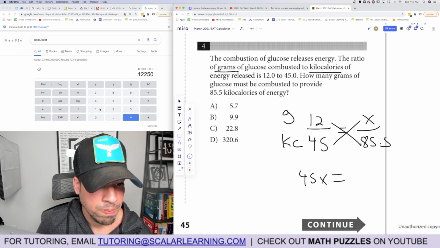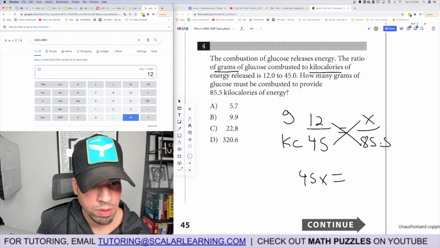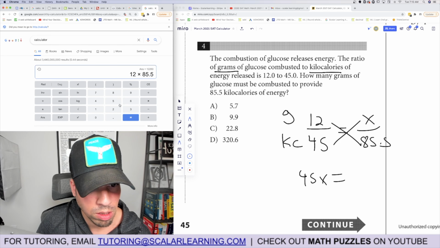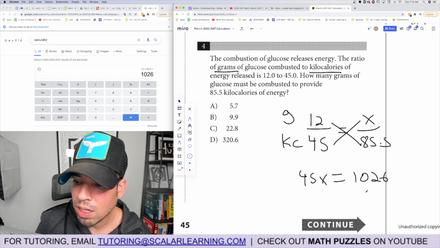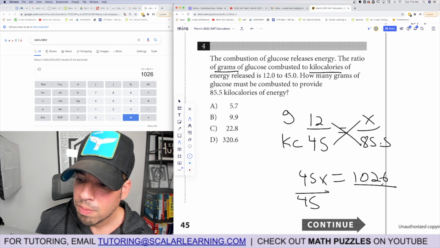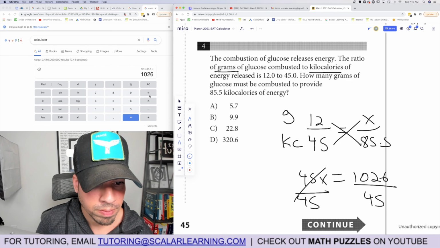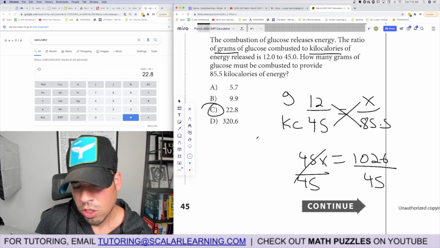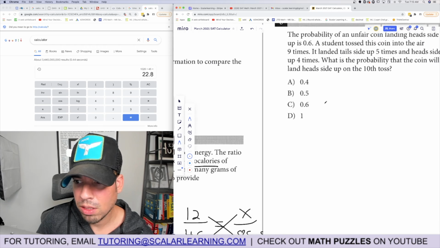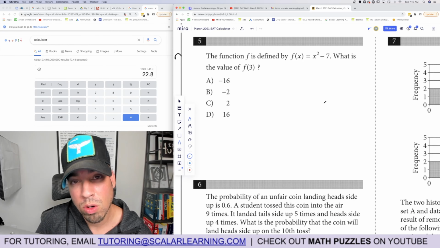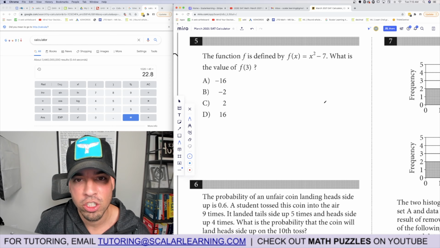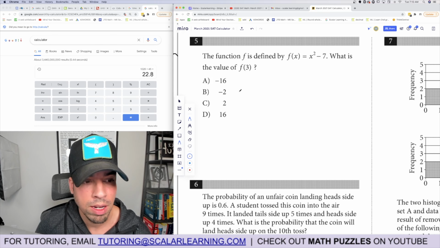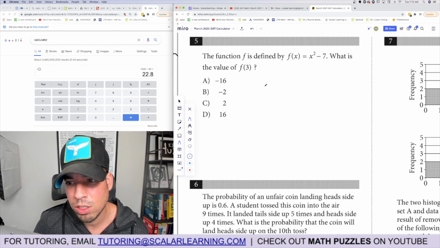45x equals 12 times, got to make sure I type this in correctly, so I'm going to double check before I hit enter. 12 times 85.5 is 1,026. Last but not least, we divide both sides by 45. And we get 22.8. Boom, done. Should have probably guessed it's about double. I could have done that without the calculation, but it's all good. You know the general method, and you just roll with it. You don't question it. Once you get in that rhythm, yeah, maybe it took me an extra 5 seconds, but then I didn't have to think about whether I should approach it a different way. I just go into autopilot, and that's what I want for you guys.